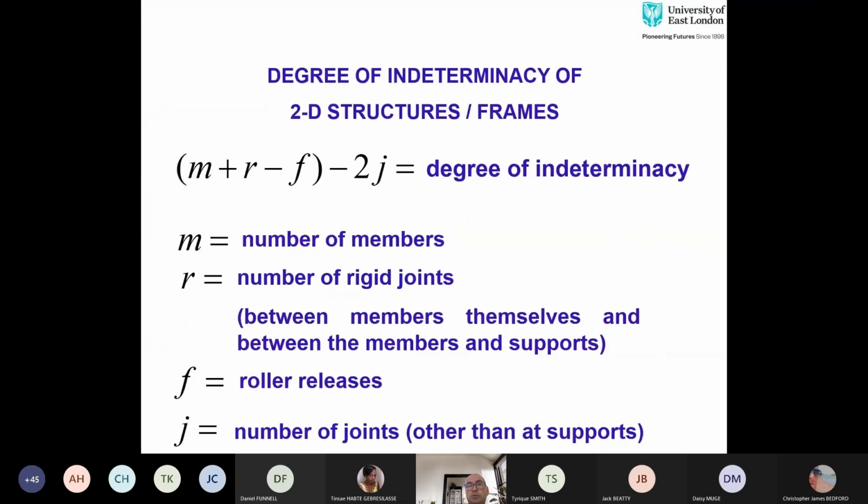Now, what formula do we use to work out degree of static indeterminacy? The formula is m plus r minus f minus 2j, where m is number of members and r is number of joints. Now, these joints are between members and between members and supports. F is roller release. So if you have a roller support, you will make one release for that. J is number of joints other than supports.